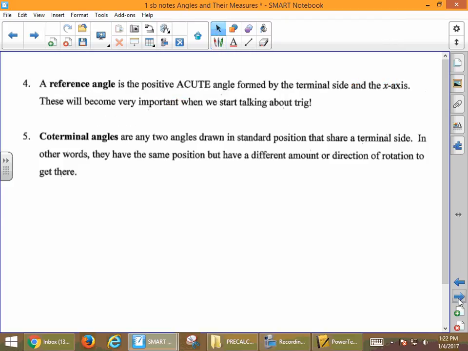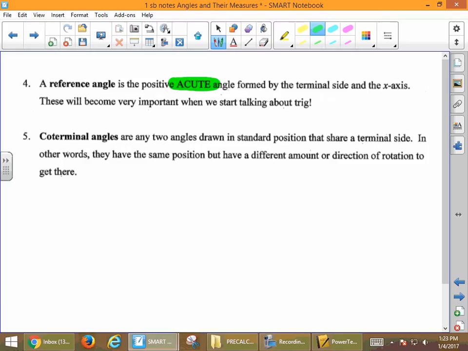Finally, the last two important words to talk about before we actually get into the mathematics is a reference angle. And it's one more highlight-worthy term. A reference angle is an acute angle. Acute means that it's going to be between 0 and 90 degrees, not 0 or 90, formed by the terminal side and the x-axis.